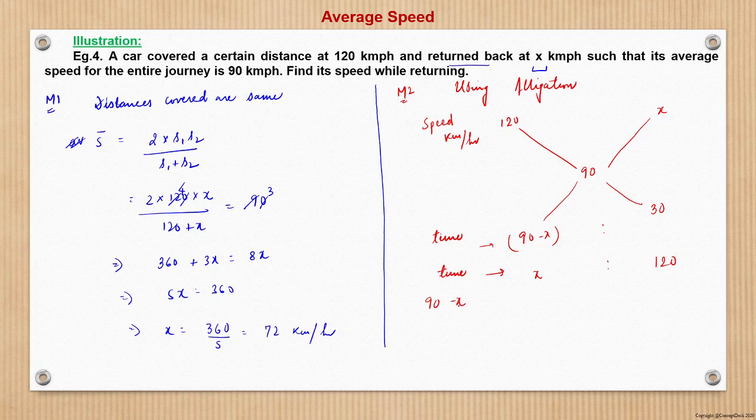So (90 minus x) upon 30 is equal to x upon 120. 4 cancels out, so this becomes 360 minus 4x is equal to x. Therefore x is equal to 72 kilometer per hour. So this is very effective and very easy, and we get the same answer that we had obtained using method 1, right?